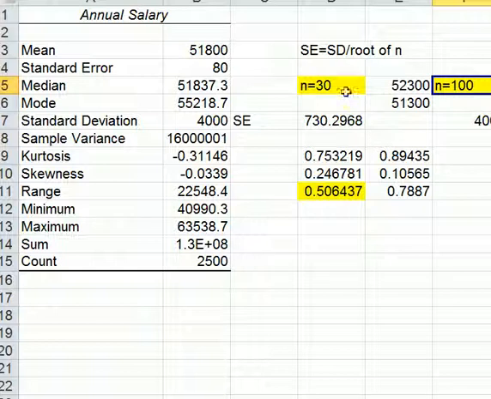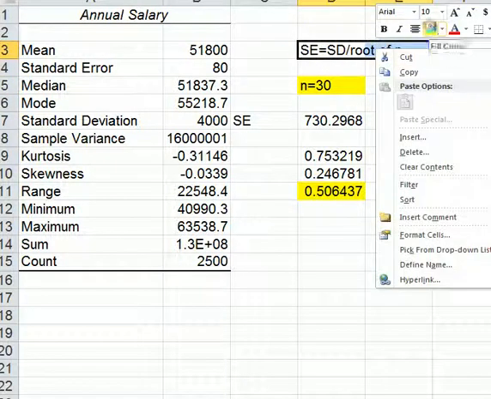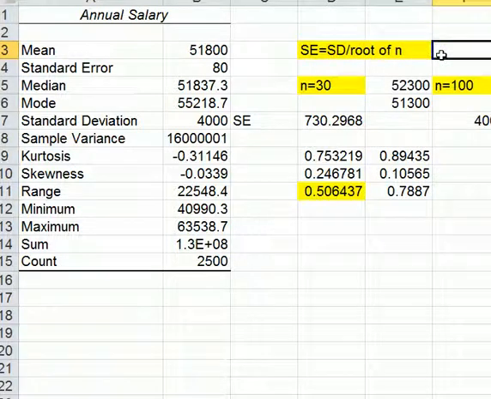Remember what the standard error is? It's the square root of n underneath. So as n increases, it doesn't matter whether it's a square root or anything like that, the standard error decreases, and so we get more accurate. It's intuitively correct, isn't it? The bigger the sample, the more accurate you'd expect it to be.